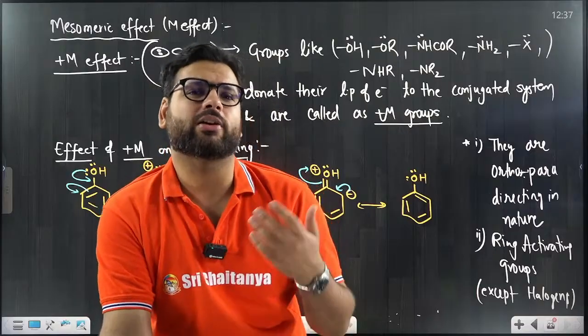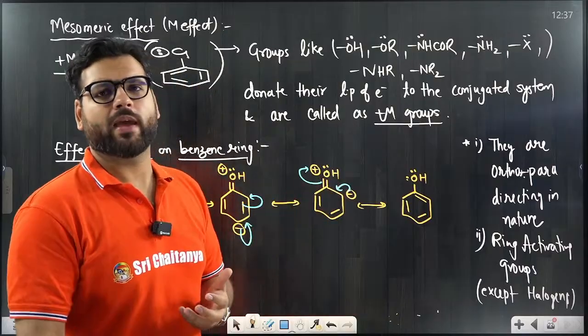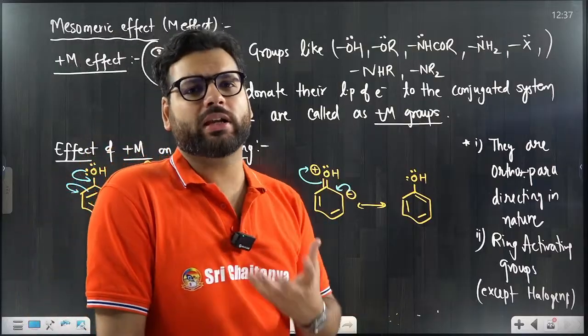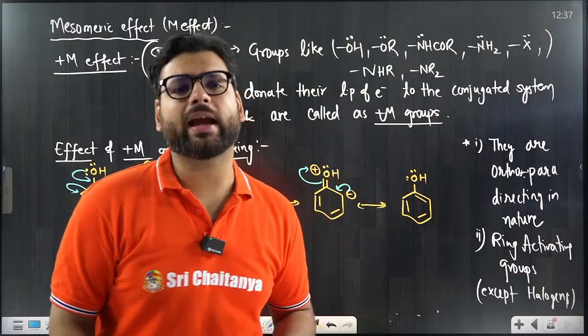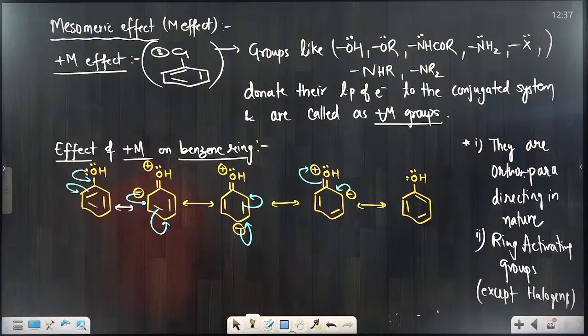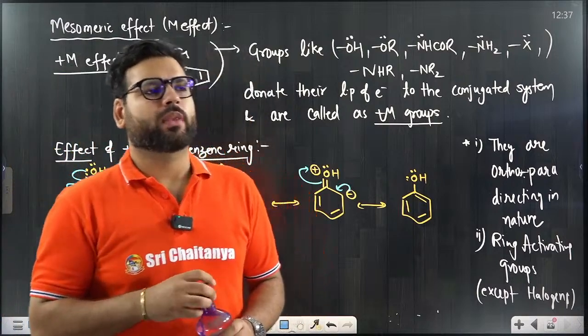So they send electrons to the benzene ring, making the benzene ring electron rich. And whenever the benzene ring is electron rich, it can easily attack the electrophile, and we call it an activated ring. So they help in the activation of the benzene ring. So they are also called ring activating groups. Okay.